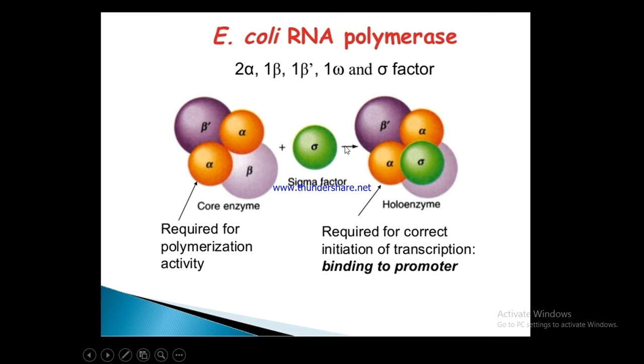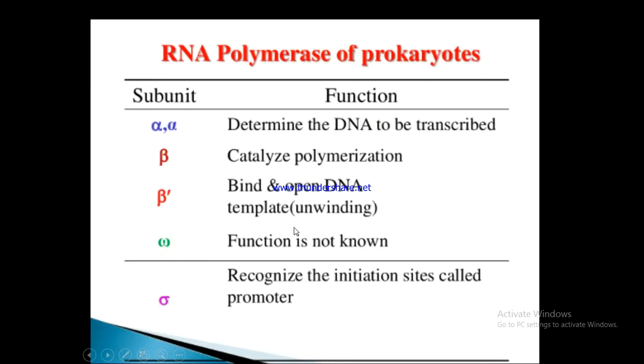Okay, so let's see the function of these subunits in prokaryotes. The important one is the sigma, also known as the sigma factor. The sigma factor recognizes the promoter sites. Wherever a gene is present, the sigma factor will go and recognize the promoter sequences or signals, and there it binds and recruits the other RNA polymerase subunits, and then the transcription takes place.